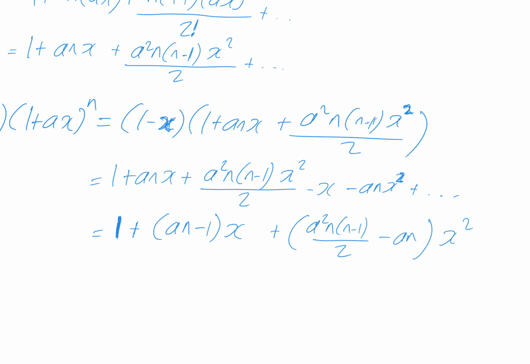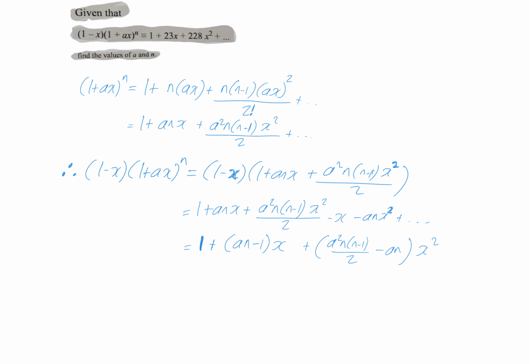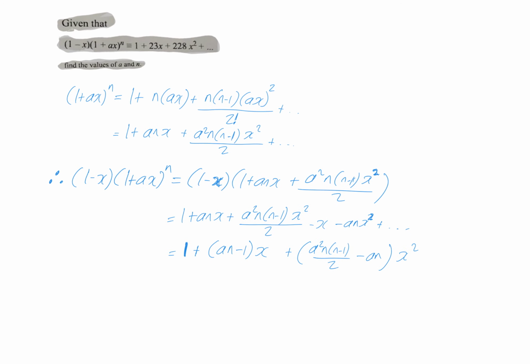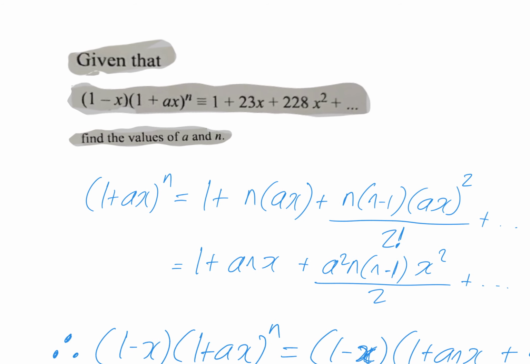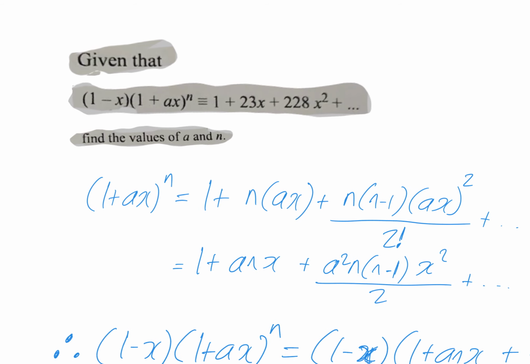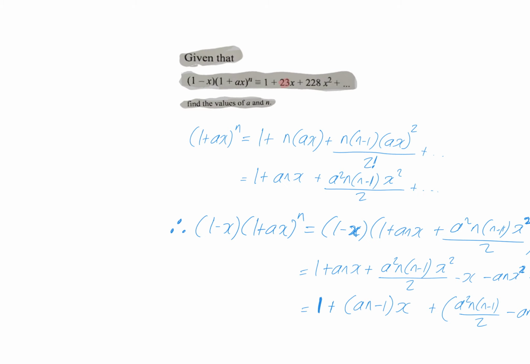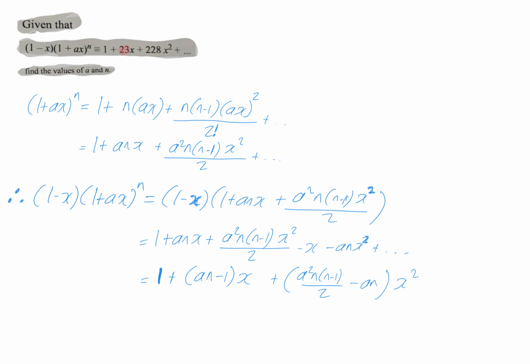Okay, this is going to be a tricky question, unfortunately, but we're just going to have to go with it. Now, you can see what our quadratic terms are. If I zoom in up here, on my right hand side, my linear term, my x term is 23. And down here, my x term is an minus 1.